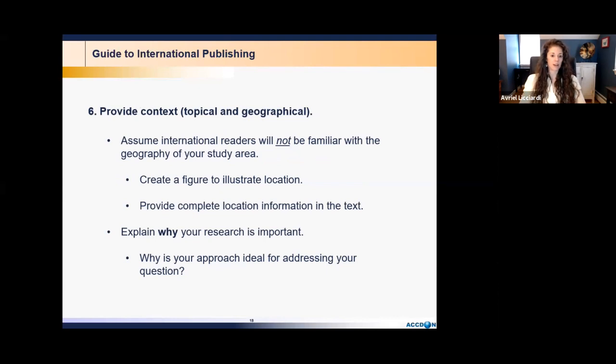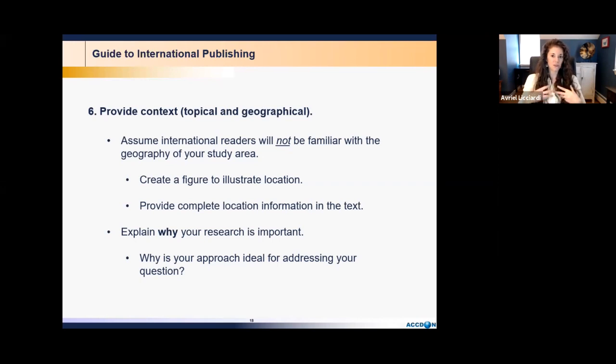If you can, and if it's appropriate within your research, you can always create a figure to illustrate that location. If you don't want to create an entire figure to show where your research area is, this is something that you can put in one of those small inset boxes in a figure that you've already created. You can also simply provide complete location information in the text for international readers.